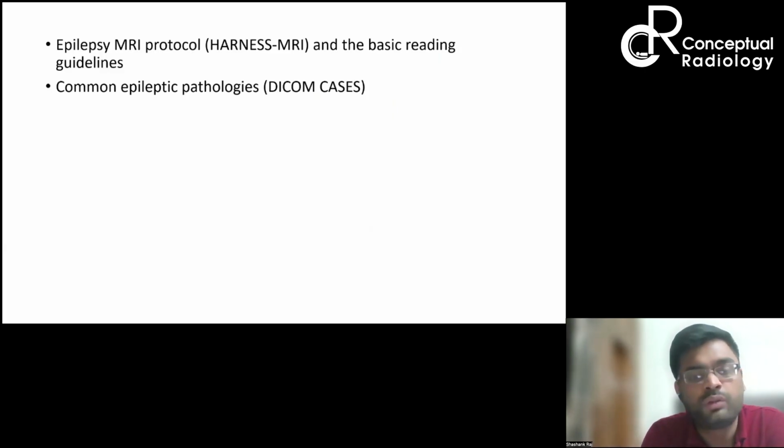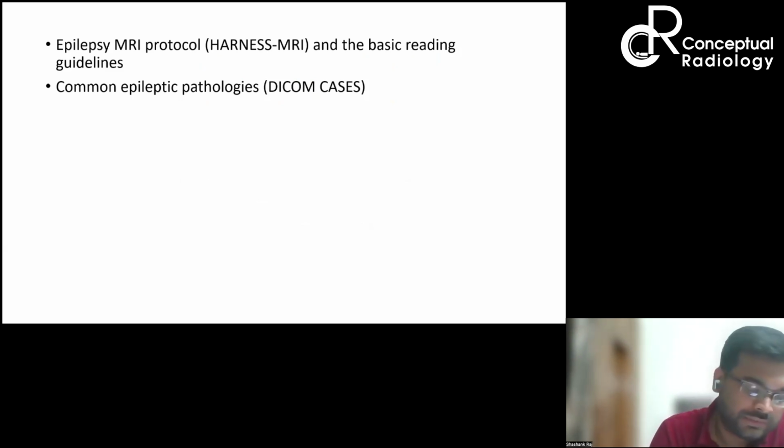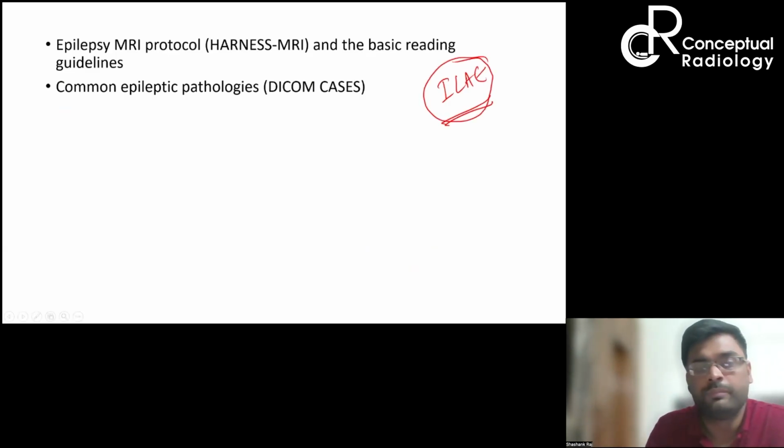Today I'll mainly focus on the epilepsy protocol, the protocol that is being followed and recommended by the ILAE. ILAE stands for what? International League Against Epilepsy. All the recommendations on imaging are given by ILAE. We're going to discuss the MRI protocol, the HARNESS protocol, and then some basic MRI reading guidelines.